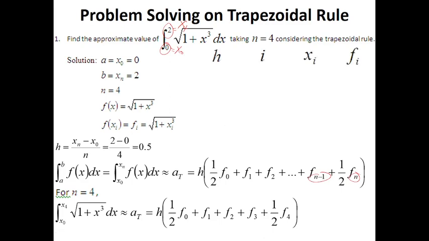And then we have now h, i, x sub i, f sub i. So we'll construct a table. So we have each h value is 0.5, as computed, no? Then the i values 0, 1, 2, 3, 4. So we start with 0, followed by 1, 2, 3, and 4.